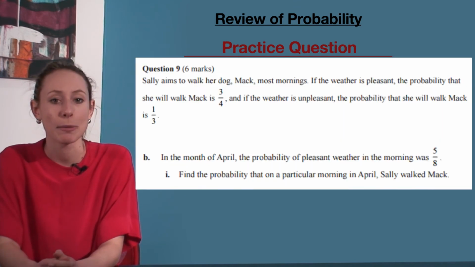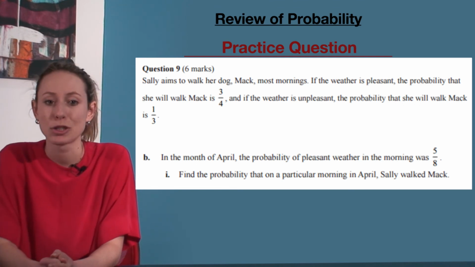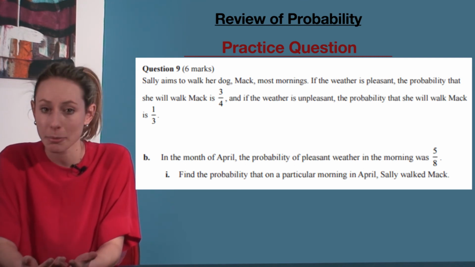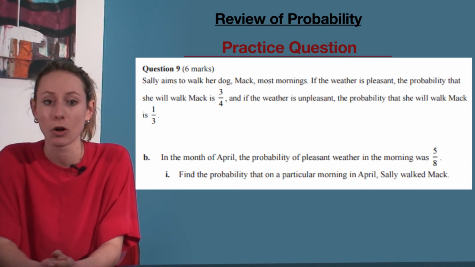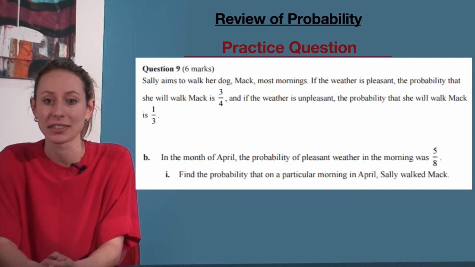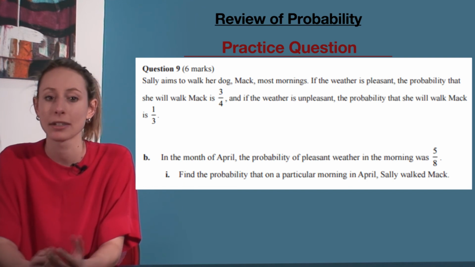Now, let's look at a practice question from the 2014 VCAR exam. Sally aims to walk her dog, Mac, most mornings. If the weather is pleasant, the probability that she will walk Mac is 3 out of 4. And if the weather is unpleasant, the probability that she will walk Mac is 1 out of 3. In the month of April, the probability of pleasant weather in the morning was 5 out of 8. Find the probability that on a particular morning in April, Sally walked Mac.